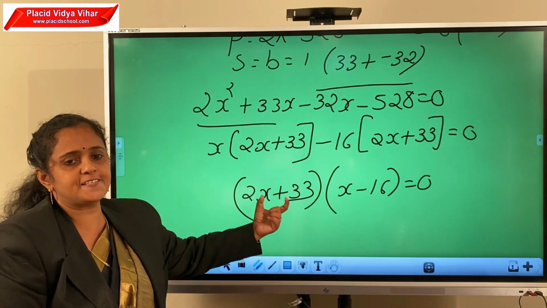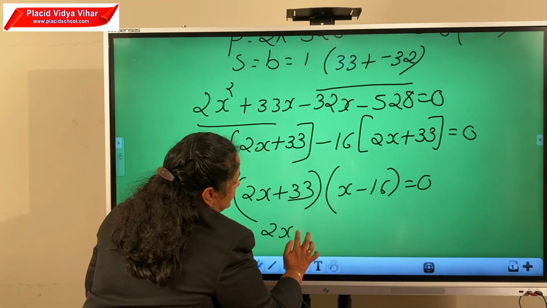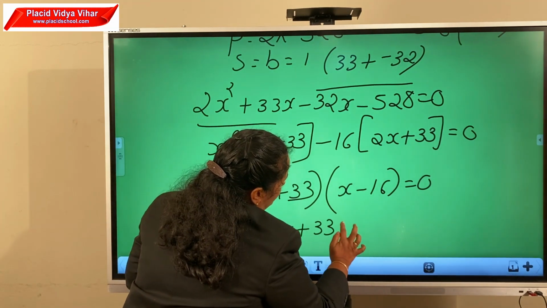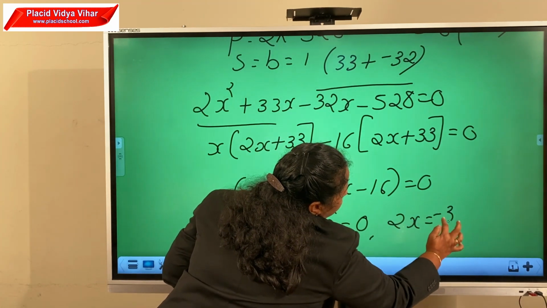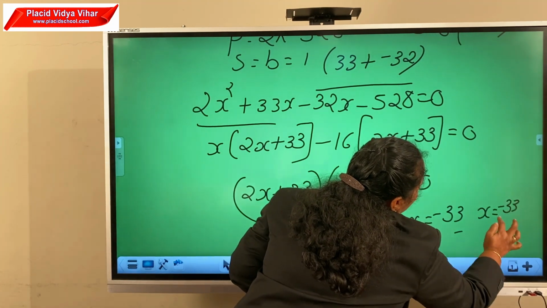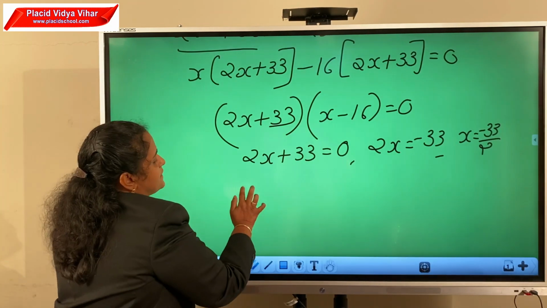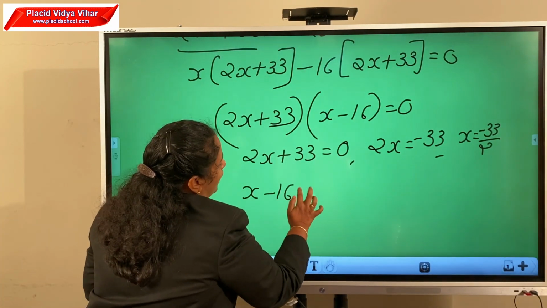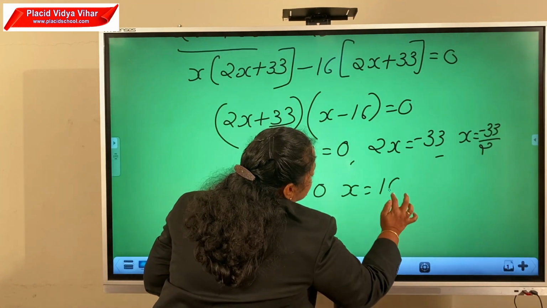Then each factor is equal to 0 and we find the value of x. That is 2x plus 33 equal to 0. Then 2x is equal to minus 33. Then x is equal to minus 33 by 2. The next factor is equal to 0. That is x minus 16 equal to 0. The value of x is equal to 16.